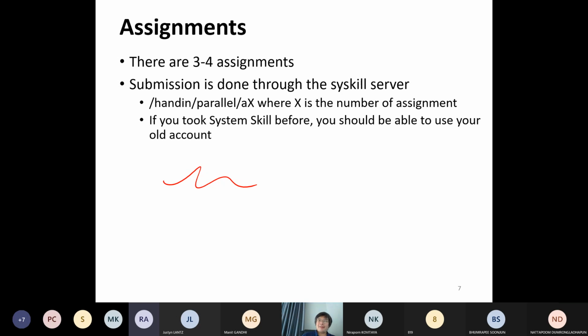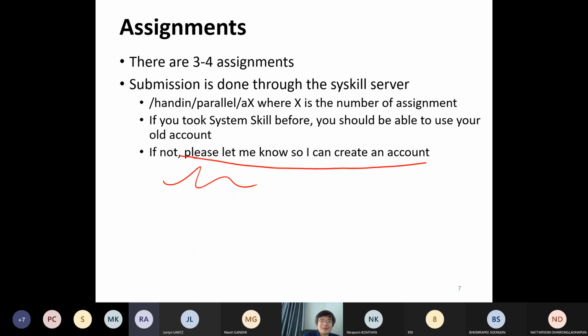If you took my system skill class, you should be able to log in using your old account. I haven't deleted anyone's account, so feel free to use it. If not, ping me and let me know so I can create your account. So this is your assignment for today. If you cannot log into SysQ, please let me know so I can create your account. All right.